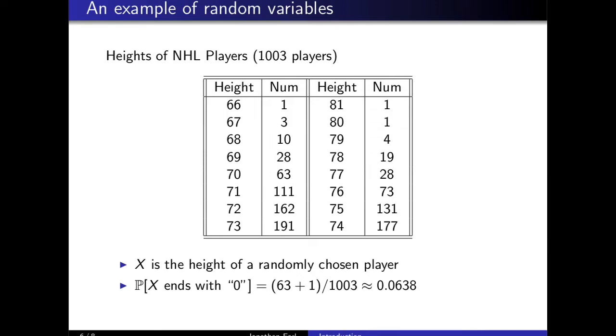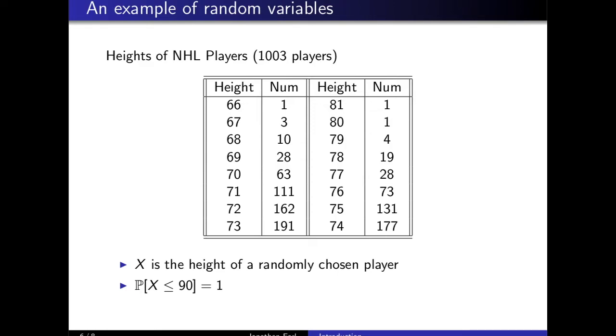And also, we could look at it as we have two events going on here, but the events are mutually exclusive. We can't draw a player that is simultaneously 5'10" and also 6'8". So in this case, there are 64 ways that you could draw a player who has height that ends in a 0. So we would get about 6.38%.